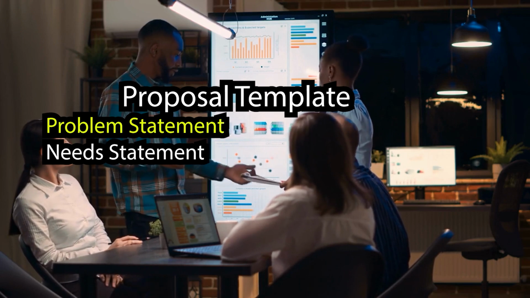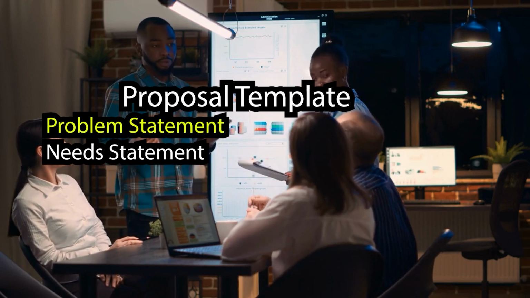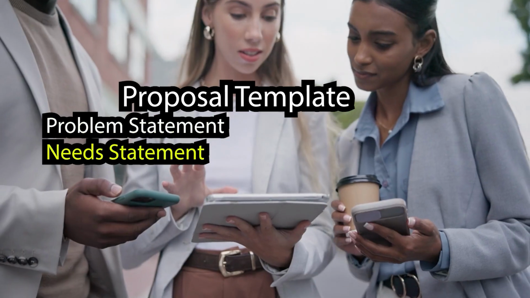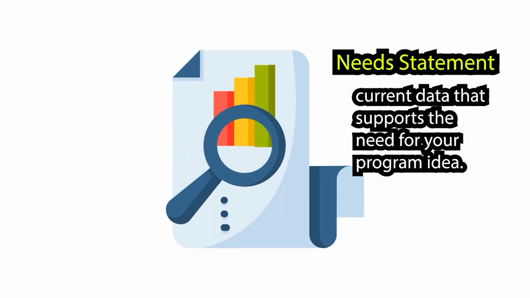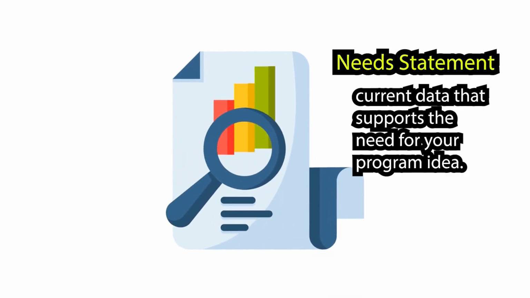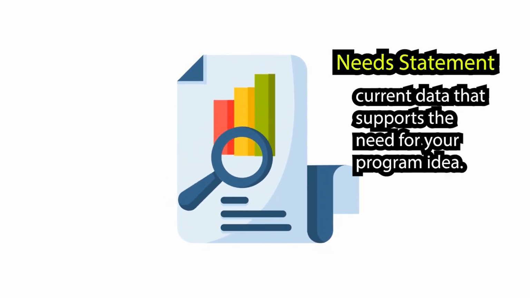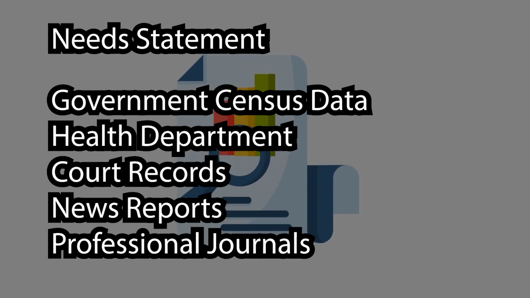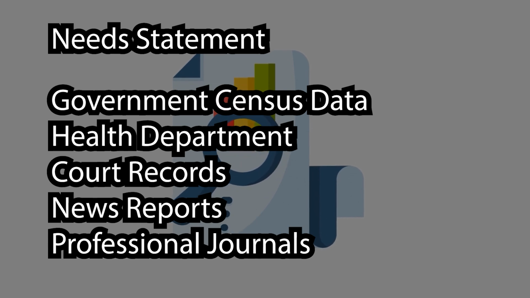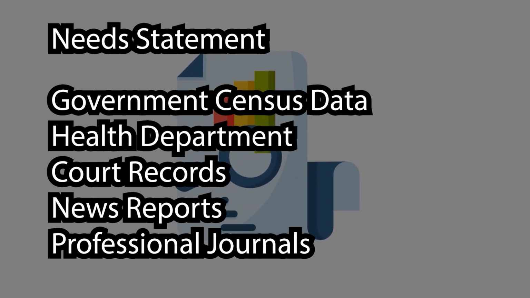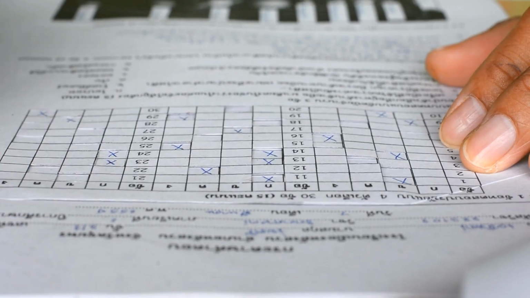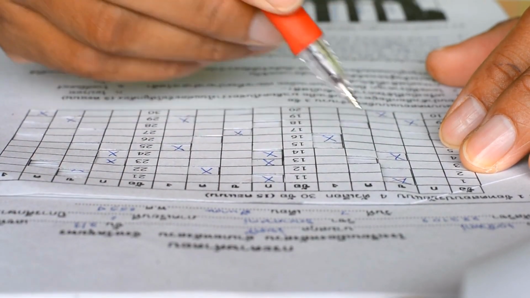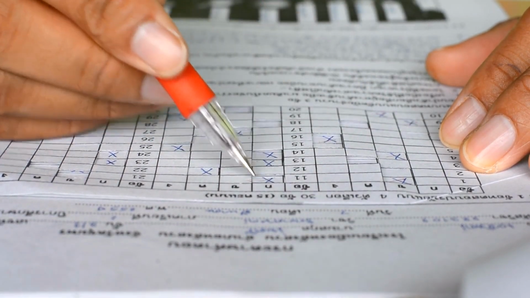Once you've identified the problem, you can now explain why there's a need for your particular program. This part of the program template is called the needs statement. In this statement, you're going to need to accurately depict the problem using the most current statistics and trends. Government census data, health department statistics, court documents, juvenile court records, news reports, libraries, online databases, even your own community surveys and needs assessments are all good places to find statistics.